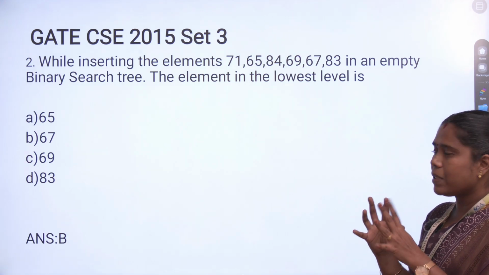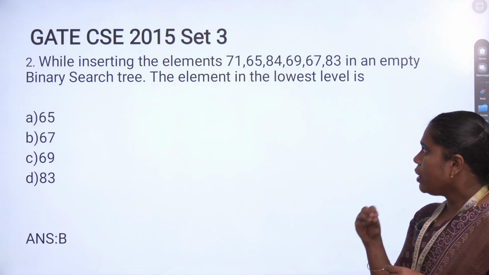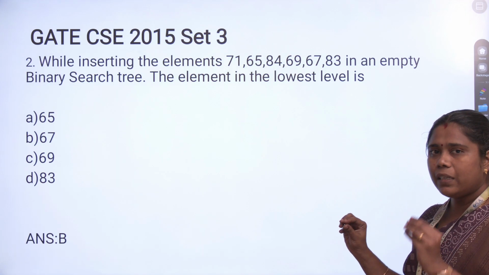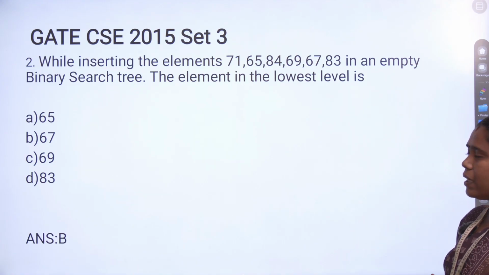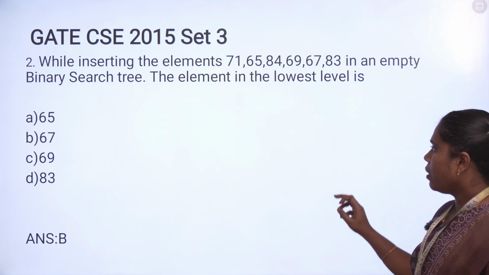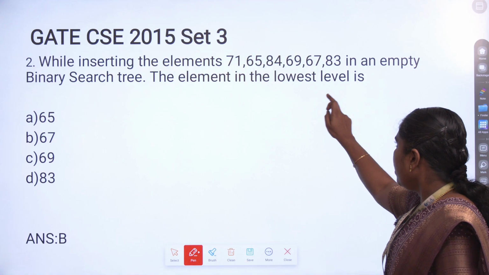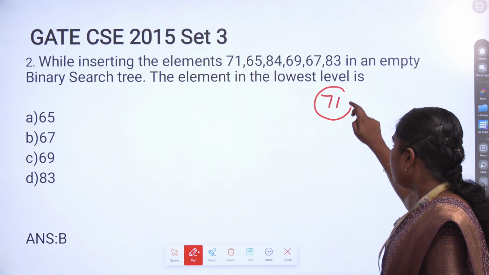So you are given some set of elements. You are going to insert these elements into a binary search tree. Now the question is, what is the element in the lowermost level? Now let us construct the binary search tree first. So the given elements are 71, which is made the root node.